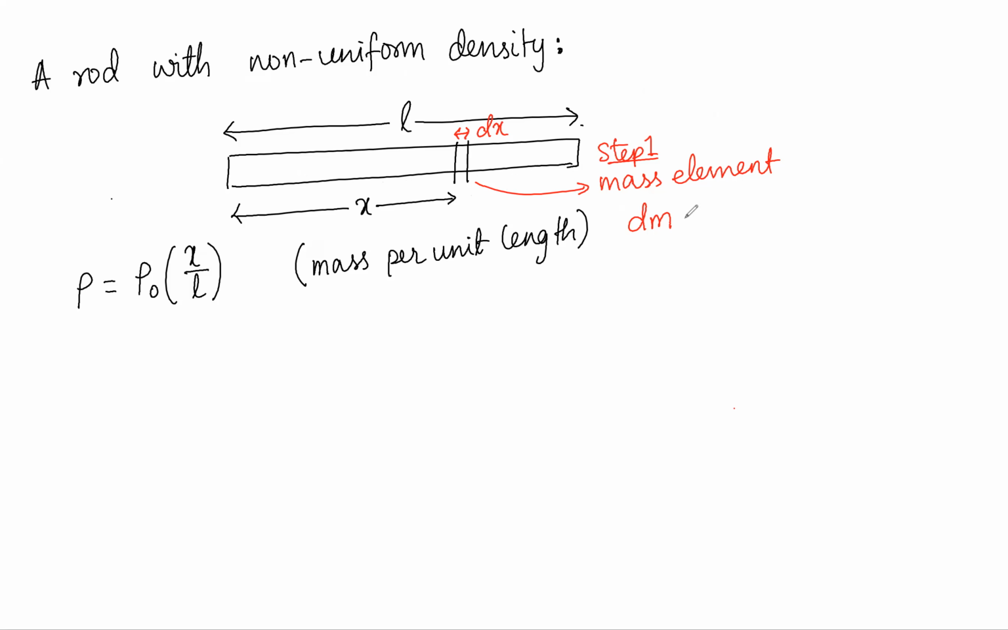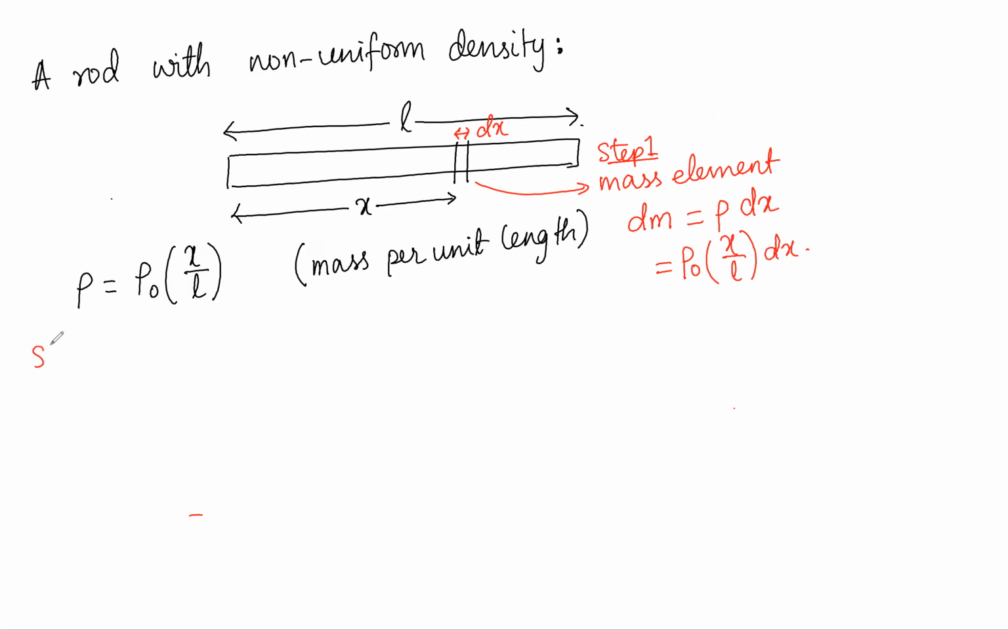So dm is equal to density multiplied by length. What is the density? Rho. What is the length? dx. So dm is equal to rho dx. If you want, you can put the value of rho over here, so it is equal to rho 0 into x by L multiplied by dx. That is your first step.